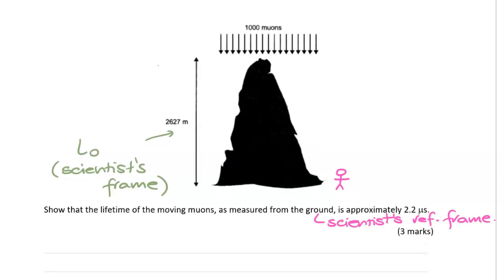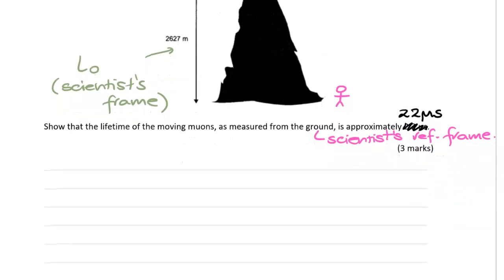Oh, and I'm very sorry here, I've just noticed an error. That should say 22 microseconds. That's going to be the dilated time here. It couldn't be 2.2 microseconds because then the scientists and the muons would be measuring the same time. My apologies for that error. So we need to figure out what that time is here.